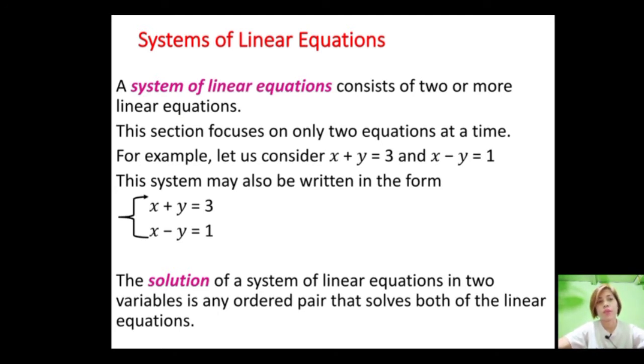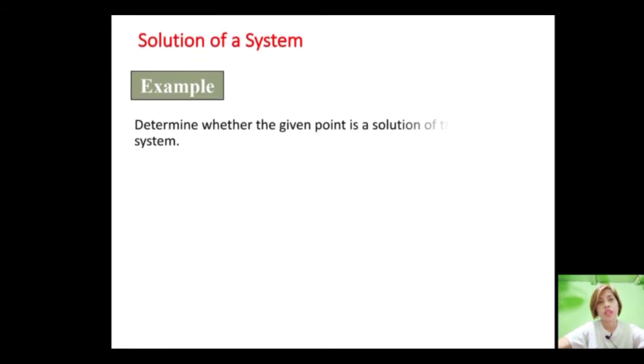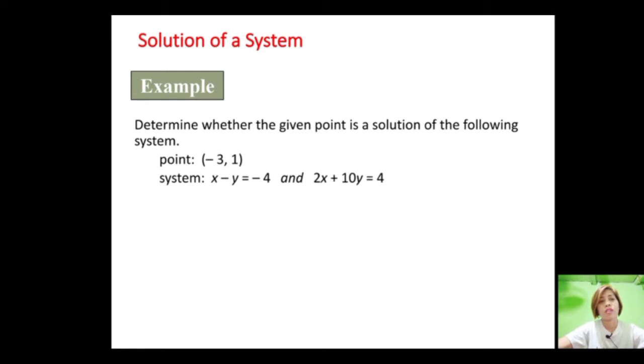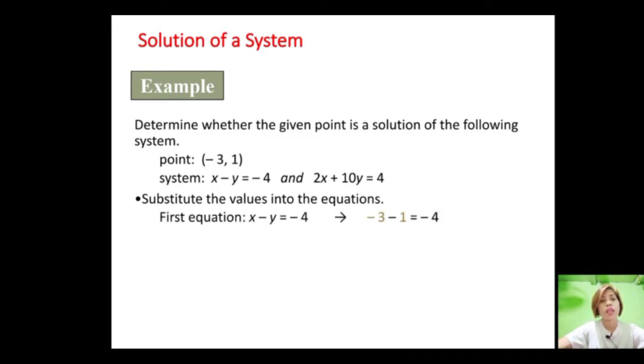Okay, so let's have an example. So, let's determine whether the given point or yung given ordered pair is a solution. Okay, the given point is negative 3, 1. So, the system or the two equations will be x minus y is equal to negative 4 and 2x plus 10y is equal to 4. First is, let's substitute the values into the equation. So, doon muna tayo sa first equation. X minus y is equal to negative 4. The value of x is negative 3. So, substitute natin. And then, the value of y is 1.